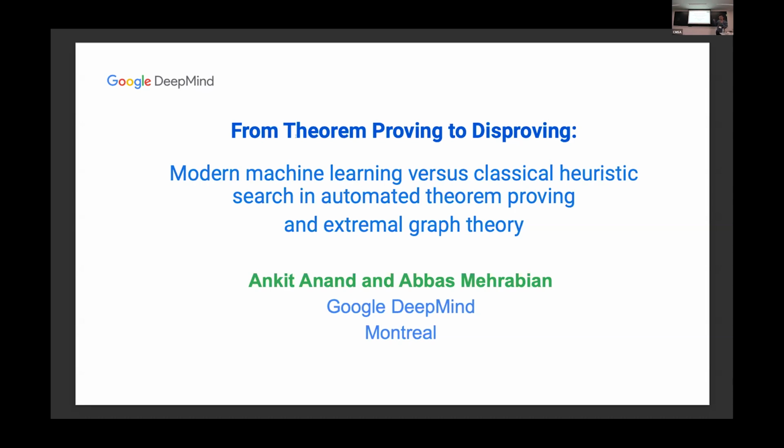The interesting part is how machine learning compares with the classical search approaches, a lot of work has gone into using those in both disproving or finding bounds, and in automated theorem proving as well, and how we applied machine learning and how it compares.